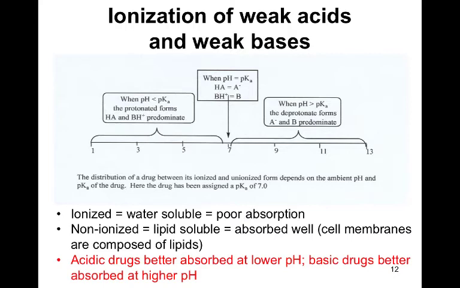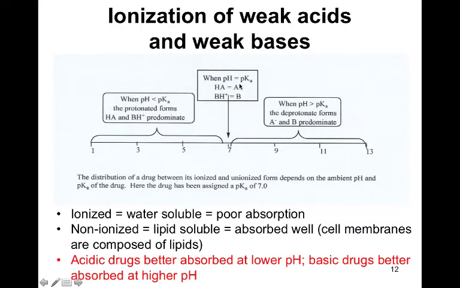Now let's move to one of the more important concepts, ionizations of weak acids and weak bases. So when the pH is equal to the pKa, there are equal amounts of protonated and deprotonated forms. Okay, this is what you have to remember. When the pH is equal to pKa, you will have equal amounts of the protonated form and deprotonated form. Now this goes for a weak acid. For a weak base, you will have equal amounts of deprotonated form and protonated form, BH+.